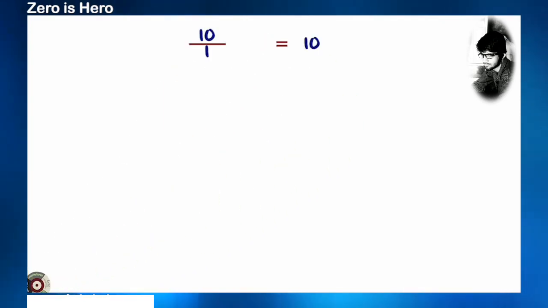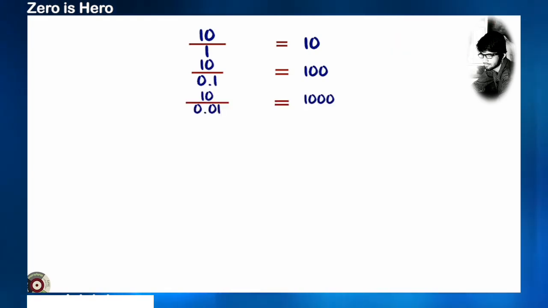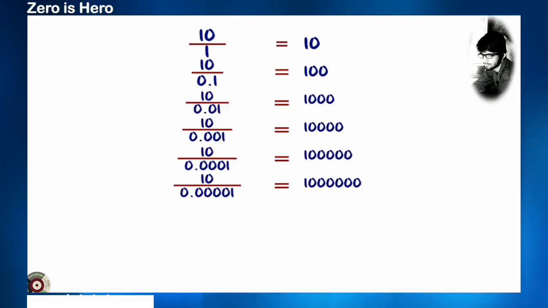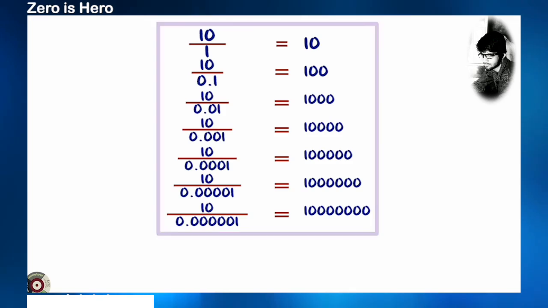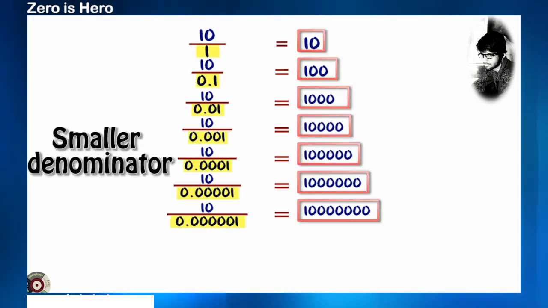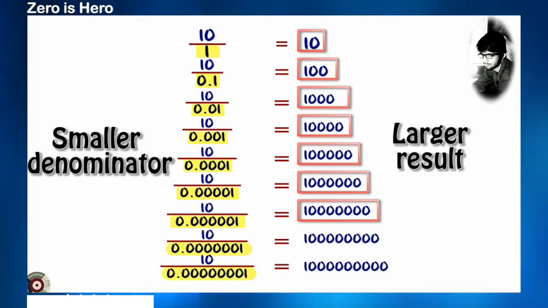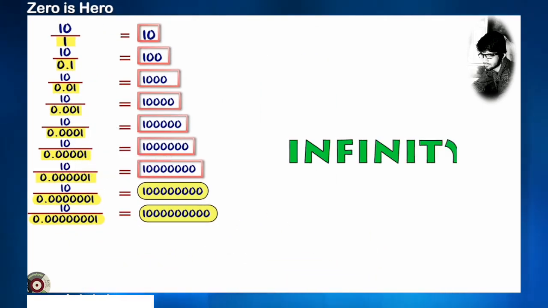10 upon 1 is simply 10, agreed? And 10 upon 0.1 is 100. And then, I think you are understanding where we are going with this. Smaller the denominator, larger will be the result. Now, when the denominator is so small that it is going more towards 0, the result we get is such a big number that we call it as infinity.